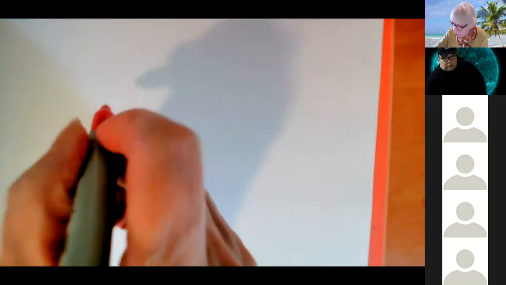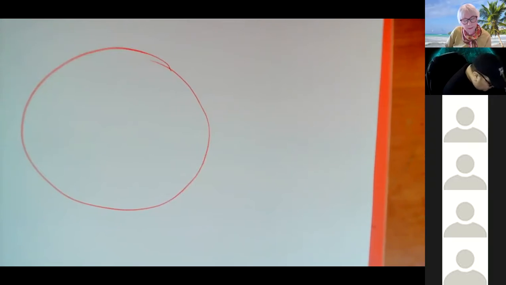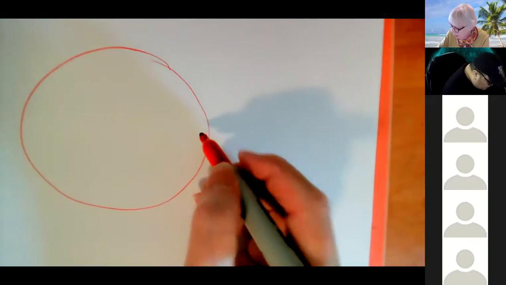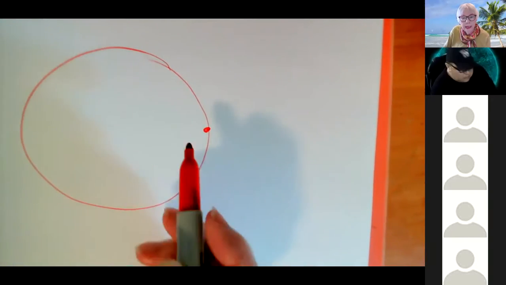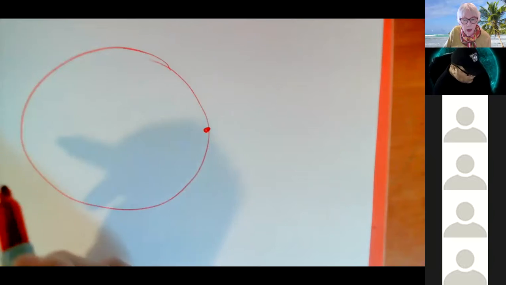Now, the one interesting one is, what if they said, here's a circle. Well, it's sort of a circle. And I'm going to start here. Can you tell the distance around?